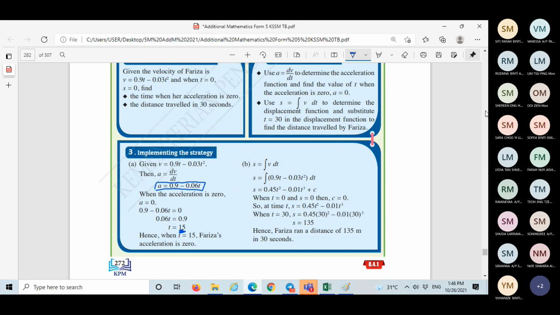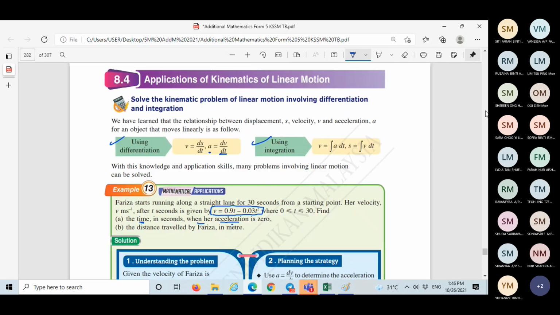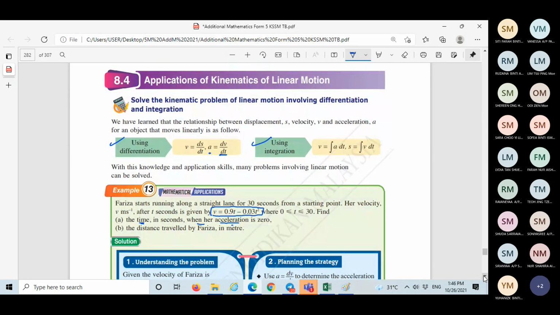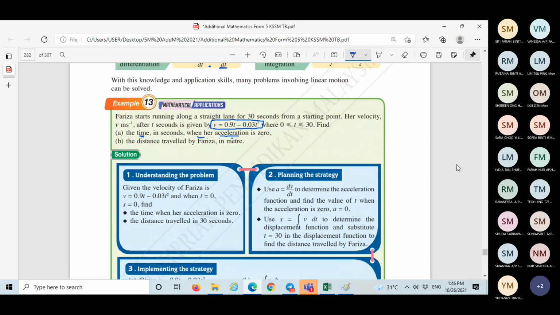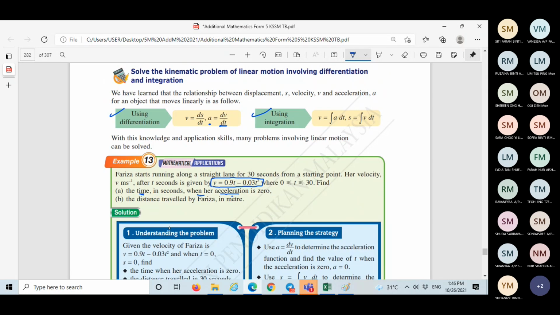Now we go to part B. They are asking for the distance traveled in meters. It means she ran for 30 seconds. So this actually means the distance traveled in the first 30 seconds. They don't tell you, but you have to understand the meaning.